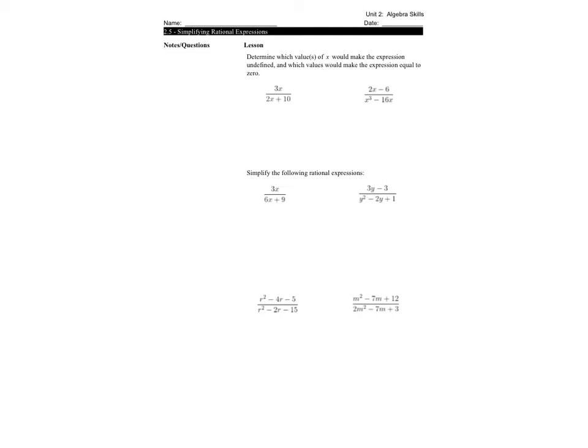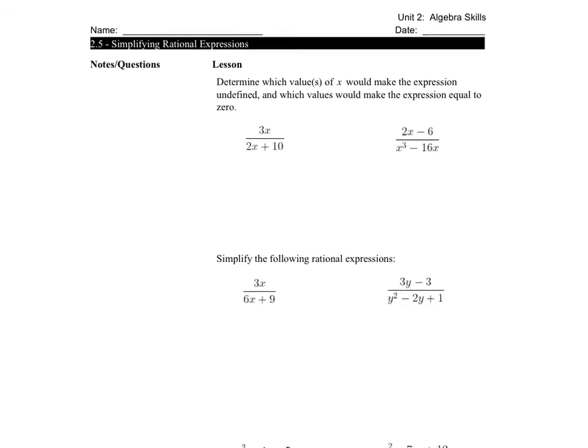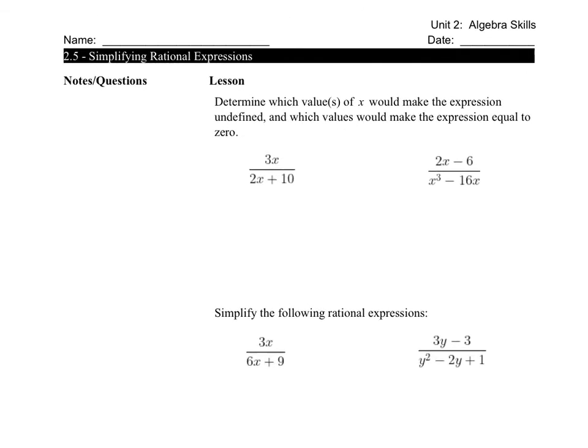But what we're going to be discussing is how to simplify rational expressions, and in order to do that we're going to need all of the skills that we've been practicing involving factoring polynomials and solving equations using factoring. So at first, we're asked to determine which values of x would make the expression undefined, and which values would make the expression equal to 0.